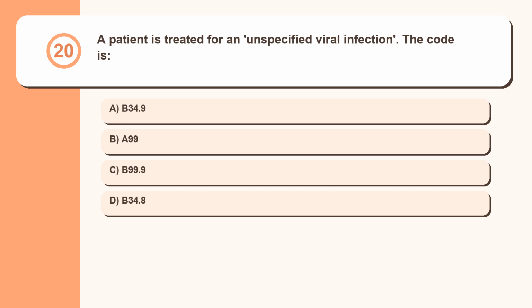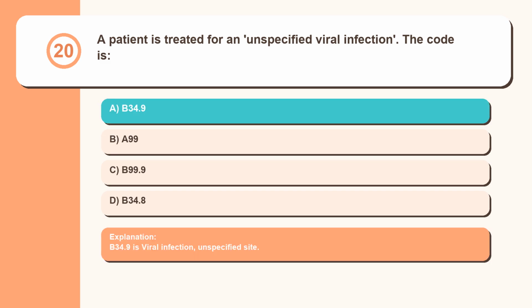Question 20. A patient is treated for an unspecified viral infection. The code is B34.9, A99, B99.9, B34.8. B34.9 is viral infection, unspecified site.